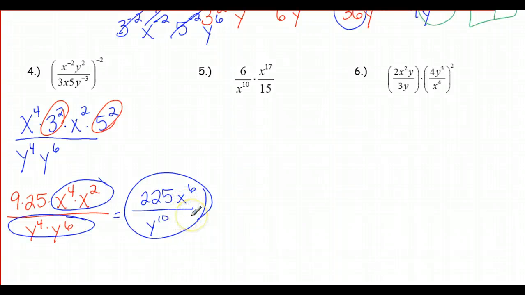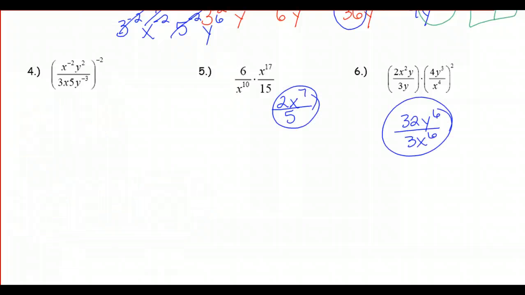Alright, you try number 5 and 6 on your own. When you think you've got the answer, press play. Okay, so the answer to number 5 is 2x to the 7th over 5. And number 6 is 32y to the 6th over 3x to the 6th. Hopefully you got both of those right. If you didn't, press pause, try them again, and try to find where your mistake is. Alright, let's move on.